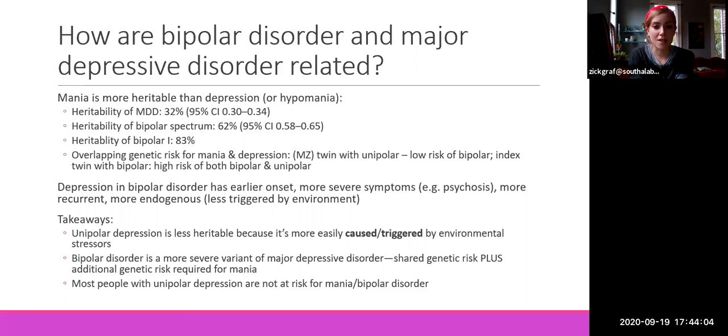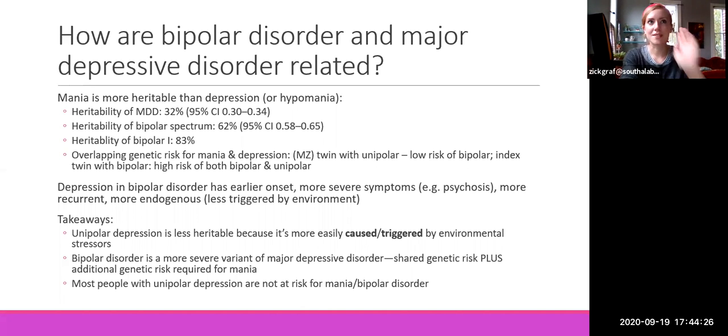Based on this pattern of data, we can kind of assume that bipolar disorder represents just a more severe variant of major depressive disorder, in that there's shared genetic risk for depression between bipolar and unipolar depression, but people with bipolar disorder have additional genetic liability for mania.